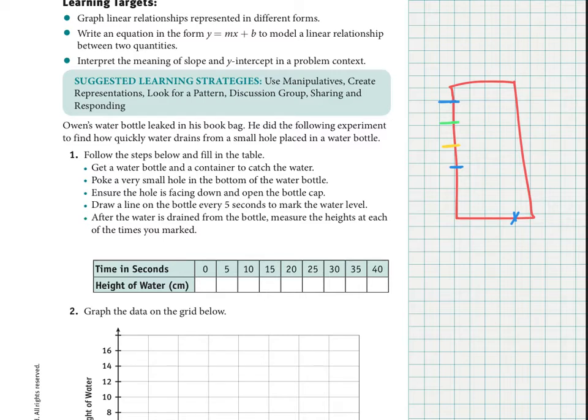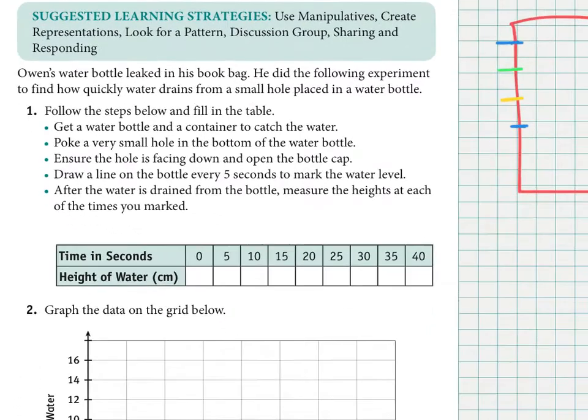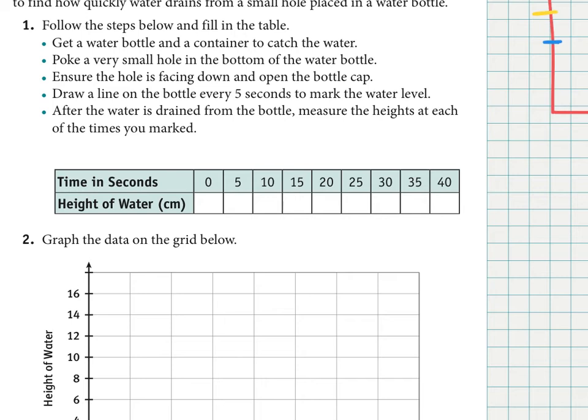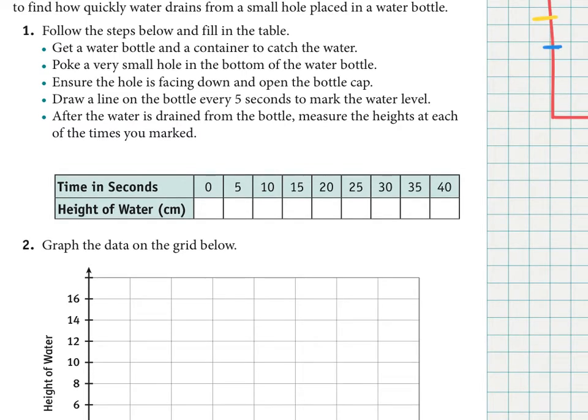And I'm not actually going to do this. I don't want to make a big mess and everything. But let's just pretend like we did. And let's make a table of values. Let's just, again, pretend. Let's just say for the initial height, let's say it was like 15 centimeters. So at time 0, before we even poked a hole in it, let's say it was 15 centimeters.